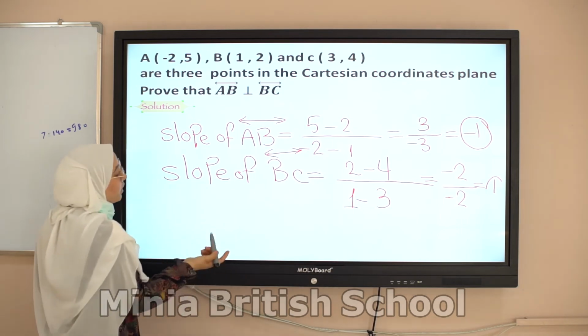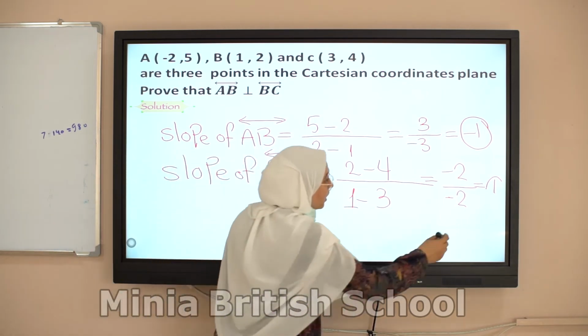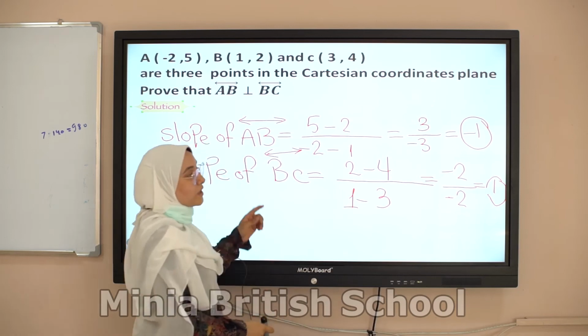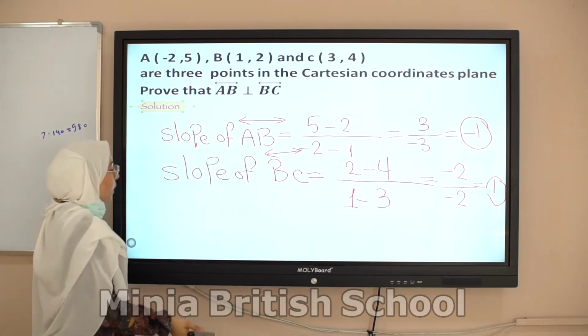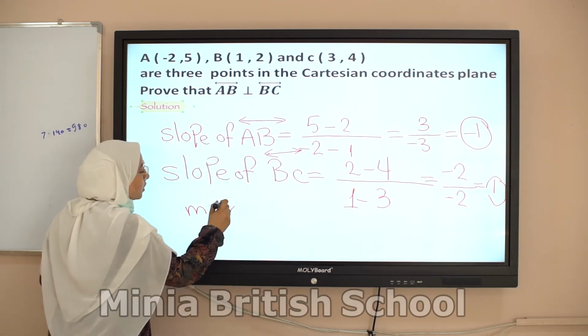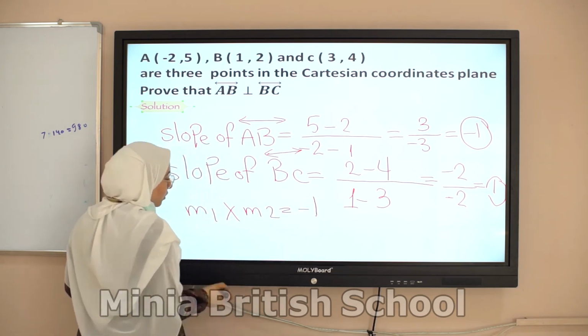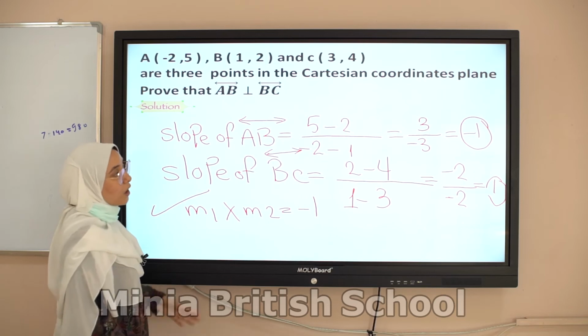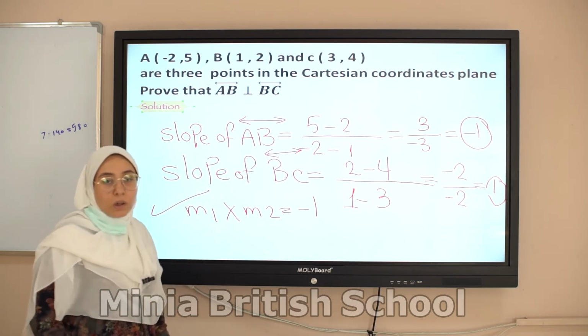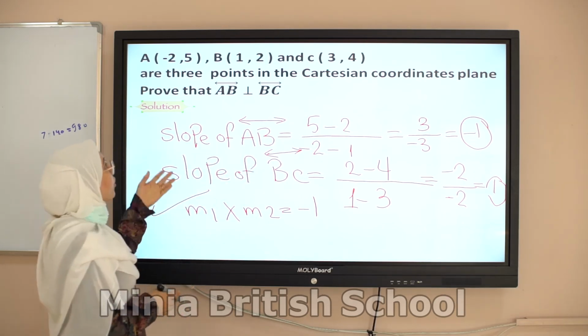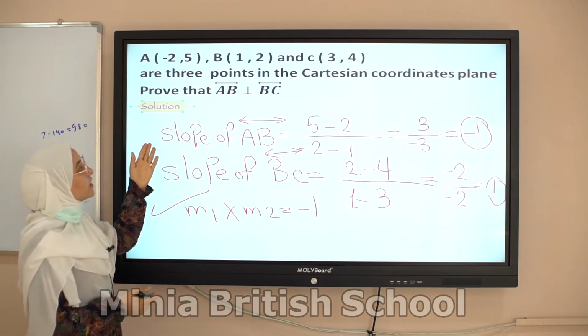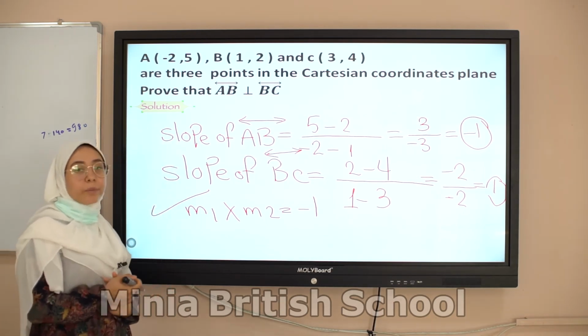Now we find something: M1 equals negative 1, M2 equals 1. So M1 times M2 equals negative 1. It's true: 1 times negative 1 equals negative 1. Therefore, the two straight lines AP and PC are perpendicular.